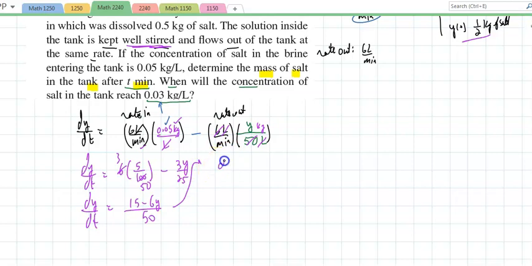And that is dy over 15 minus 6y equals dt over 50. And if I integrate, I'll get negative 1 over 6 natural log of 15 minus 6y equals 1 over 50 t plus c, right?